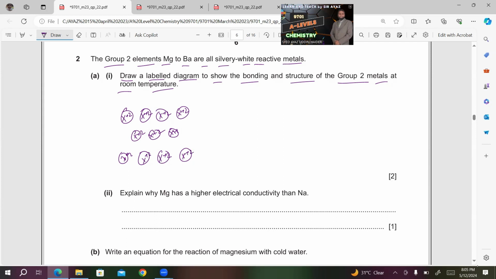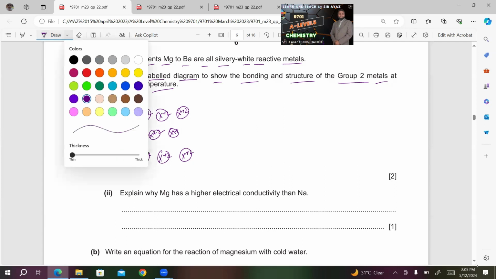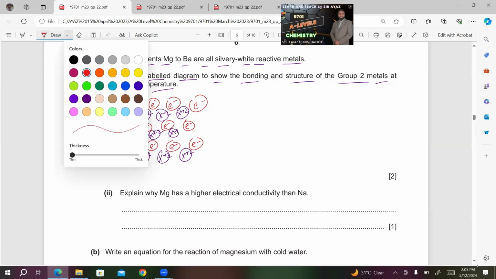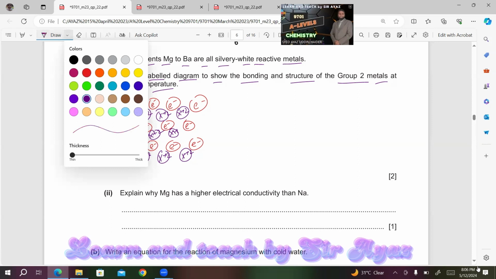What else is left? Now all this is surrounded by little circles labeled electrons. You can show this in small circles like this. This will be the final diagram.